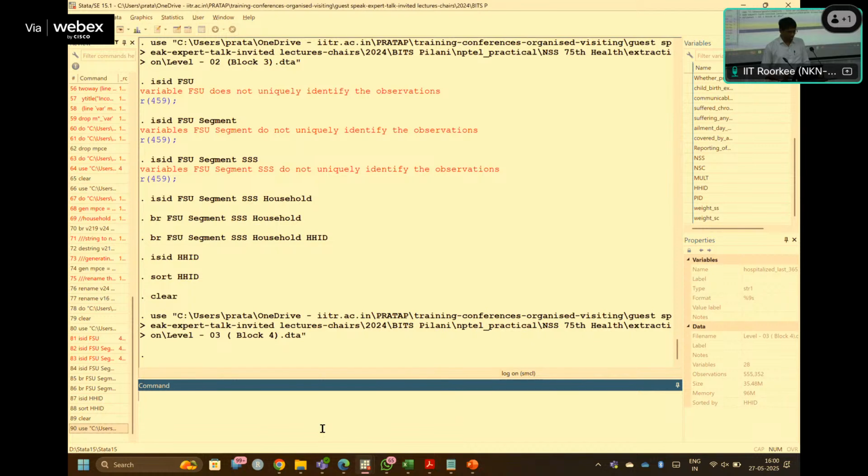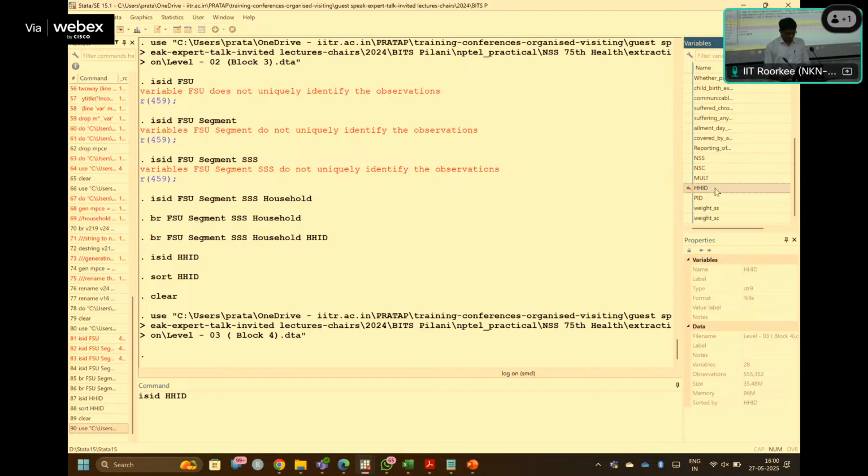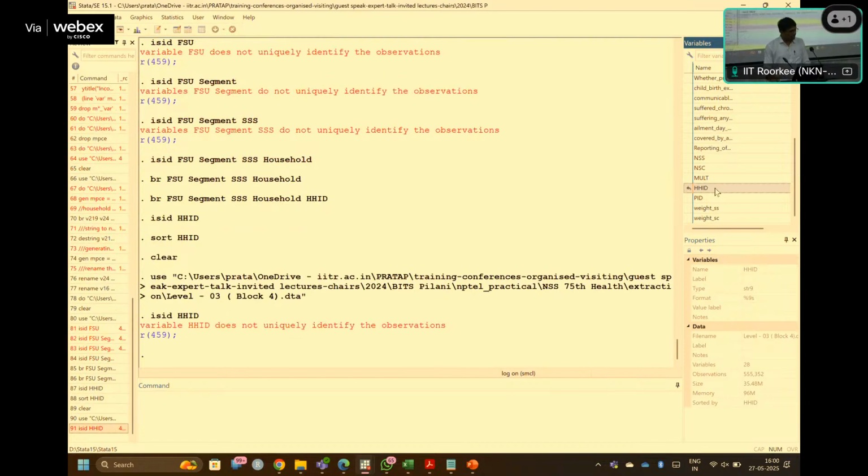This is our individual file. Now I'm going to check ISID with this HHID. Okay, the HHID which is created. So this is not uniquely identified. This is what your question is all about.